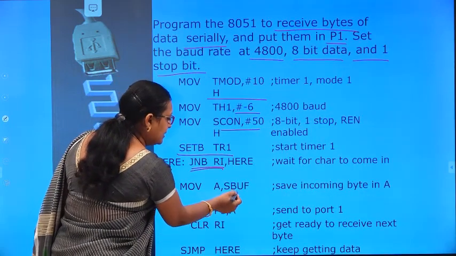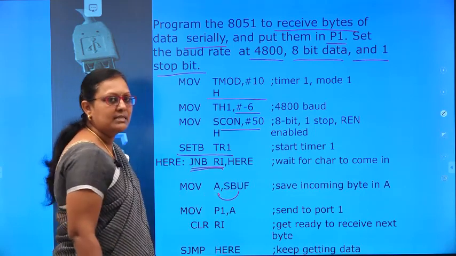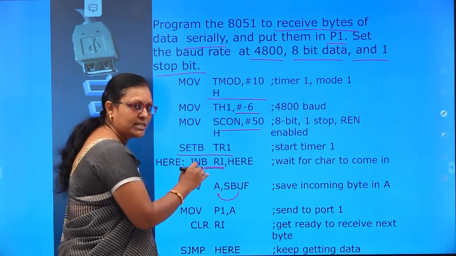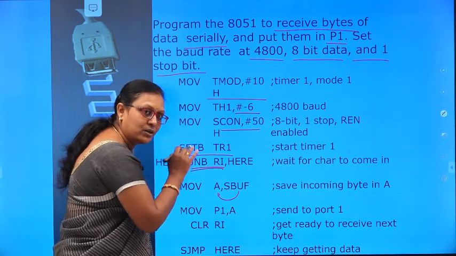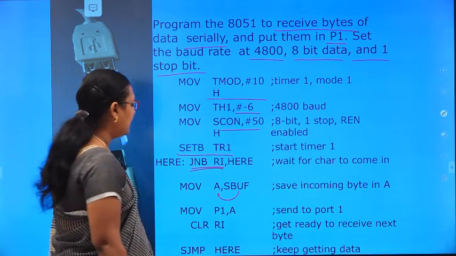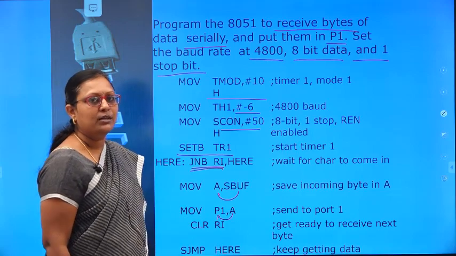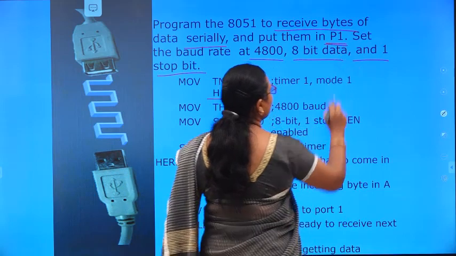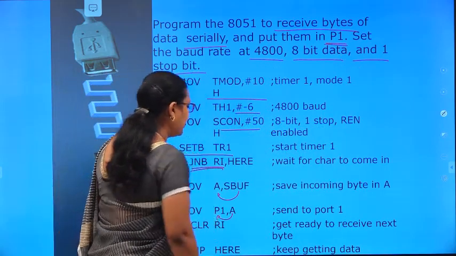We are going to move the value from the SBUF register into the A register. The value which has to be stored in P1 will be present in the SBUF register, and because of that, from SBUF we take it into the accumulator. Then from the accumulator, the data is directly stored into the port 1 register, since the program says you have to store the data in P1. So that will be stored in the P1 register.